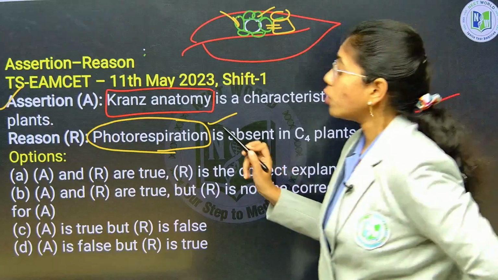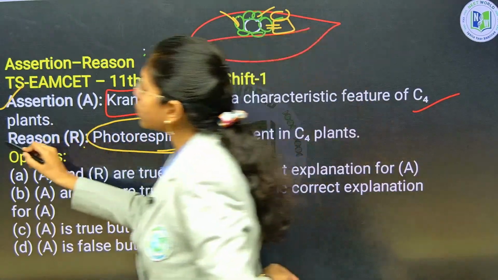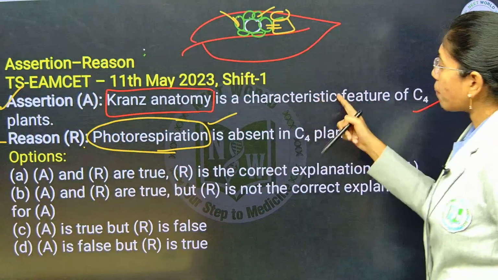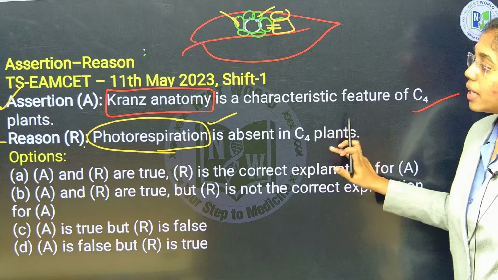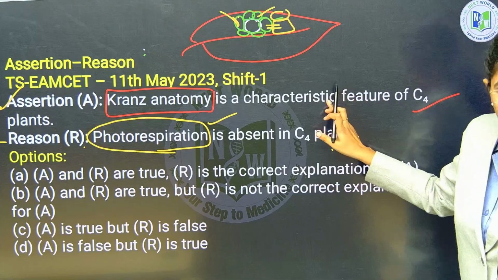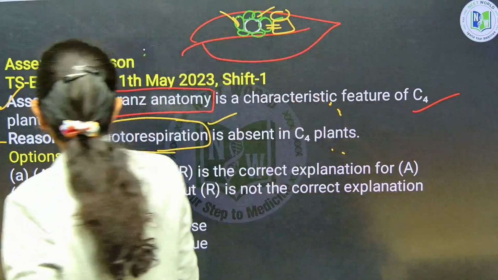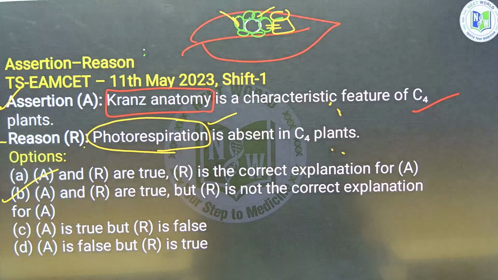But if you clearly look, the assertion and reason are nowhere explaining each other about Kranz anatomy. Here 2 statements are provided and these 2 statements are correct. But the reason is not correctly explaining the assertion. Clear till here? So, here A and R are true, but the reason is not the correct explanation of the assertion. Option B is the right answer. Next.